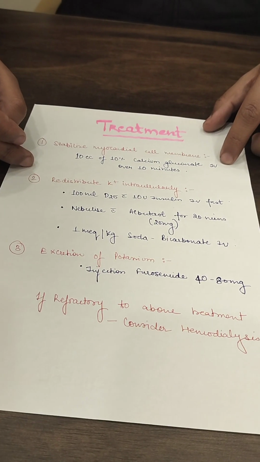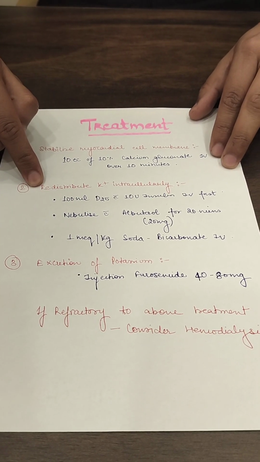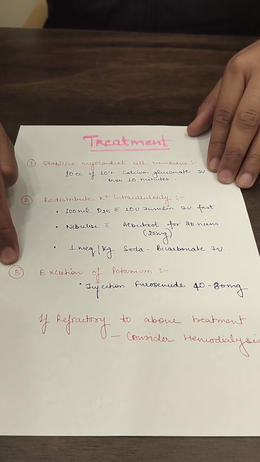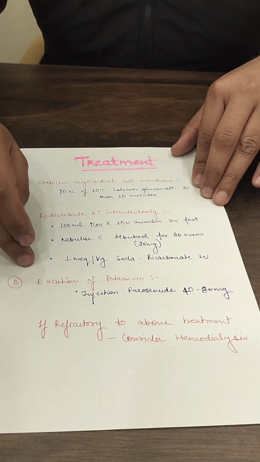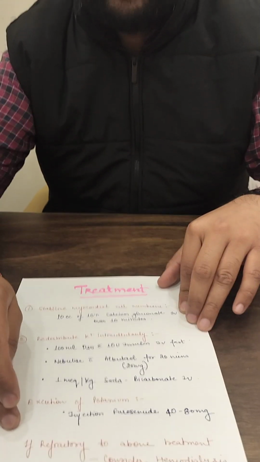Now you see, these are the steps of hyperkalemia treatment. First we stabilize the membrane, then we shift the potassium into the cell, then we excrete the potassium from the body with the help of furosemide, or if this also fails, then we consider hemodialysis. In mild cases, we can give K-bind sachet, which we give with 100 ml 20% sorbitol, which we give orally only. Thank you.